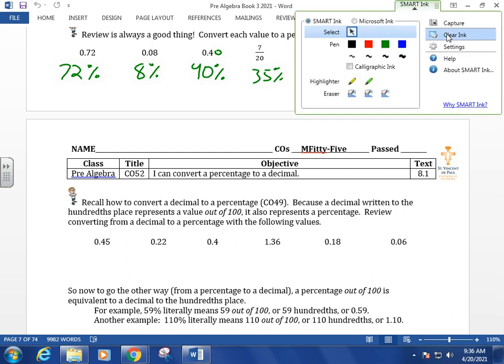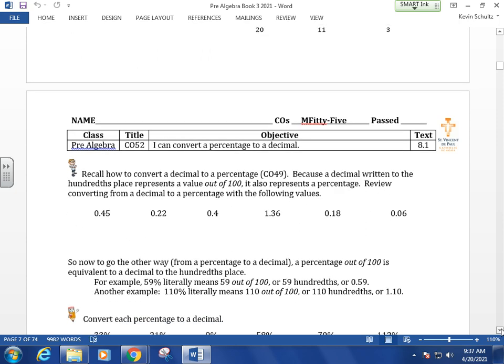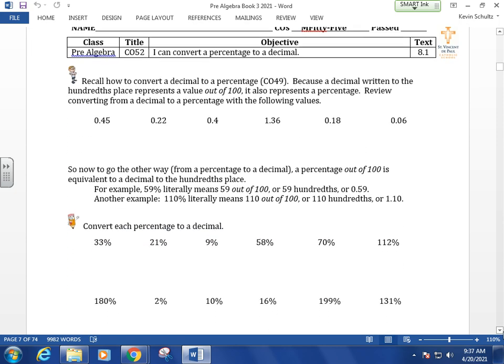All right, CO52. Converting a percentage to a decimal. This is going to be the exact opposite of CO49, where we converted a decimal to a percent, right?